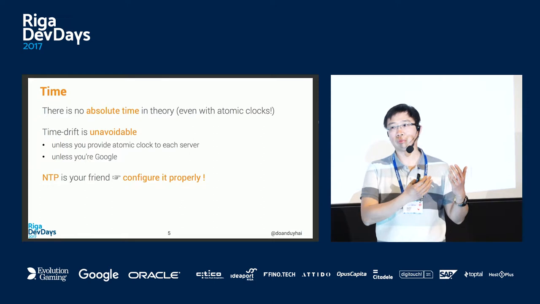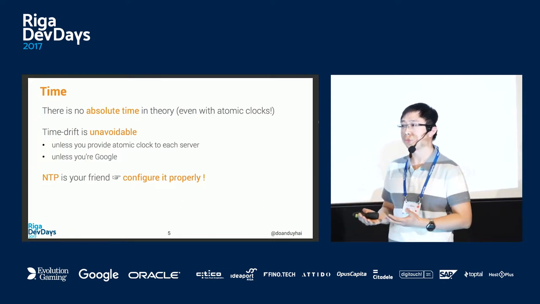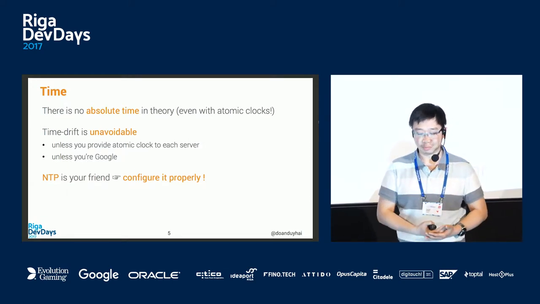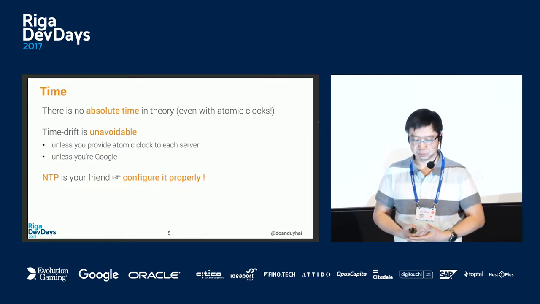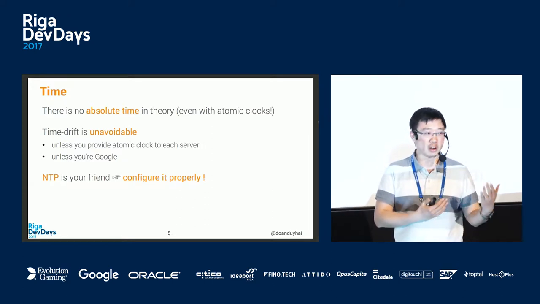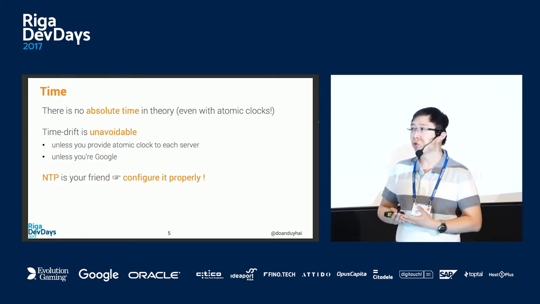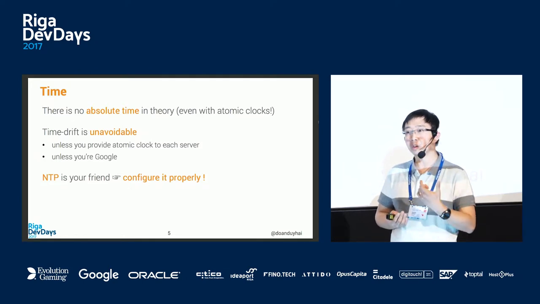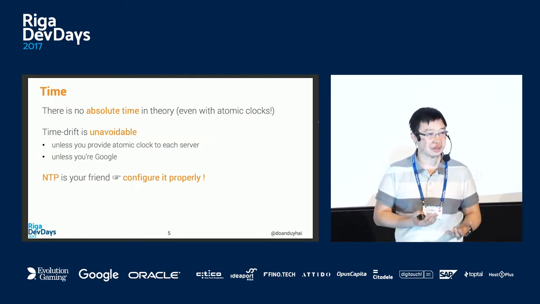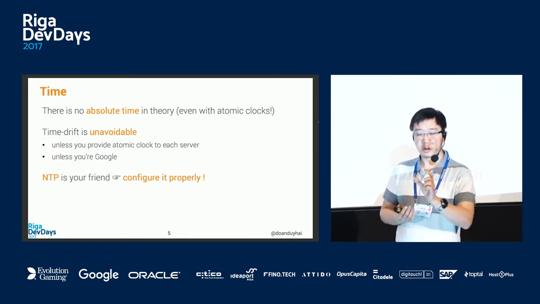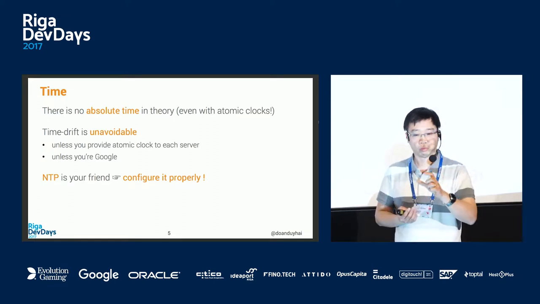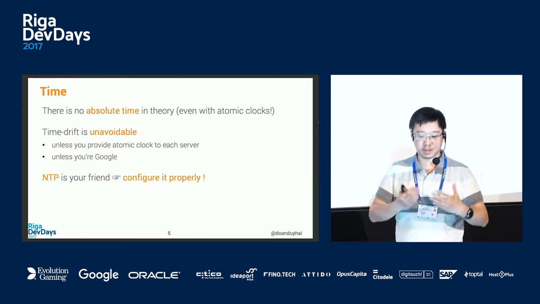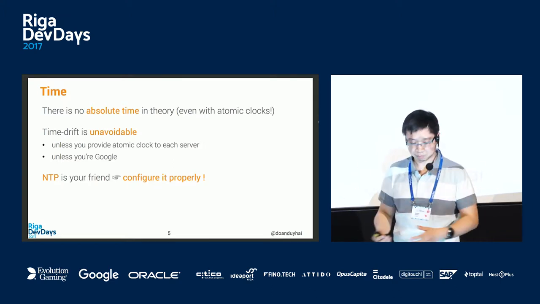First, when you deal with distributed systems, you need to know about time. There is no absolute time in theory, even if you have atomic clocks, right? So you cannot avoid time drift. You know that Google has atomic clocks on each server with GPS, and even with this very expensive hardware, they still have a bound of 20 to 30 milliseconds of time drift. So it is impossible to have exact absolute time everywhere on Earth.